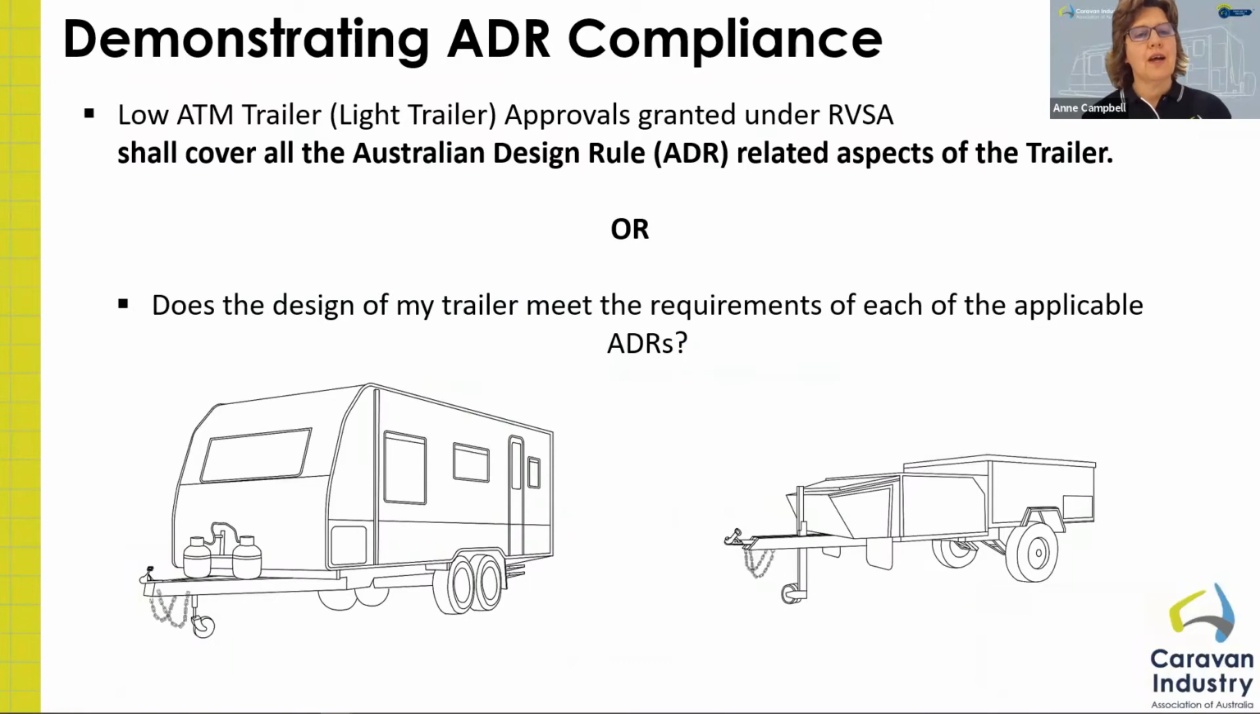So as part of RVSA vehicle type approvals, low ATM trailers, that's up to 4,500 kilograms ATM, are required to demonstrate that they cover all of the Australian design rule aspects of the trailer. Or in more simple terms, it's basically asking the question, does the design of my trailer meet the requirements of each of the applicable ADRs? So key to this is understanding which ADRs are applicable to your trailer. There are a couple of ways you can find that out.